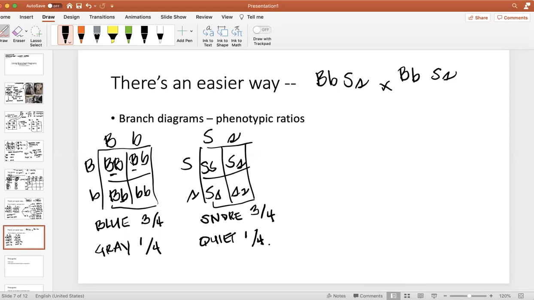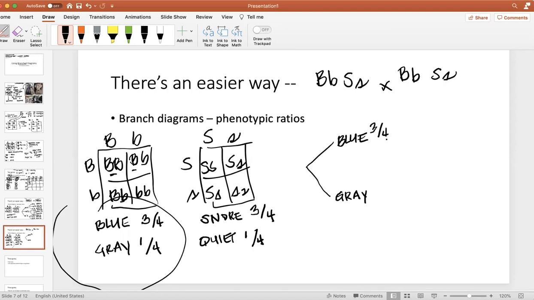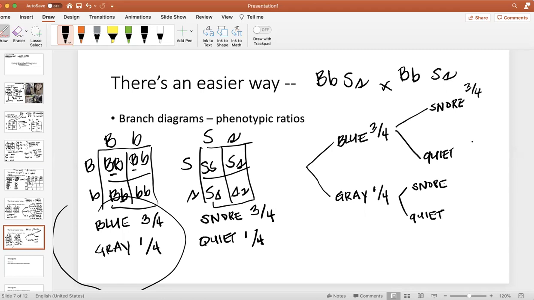So let's look at our phenotypic possibilities using these branch diagrams. So let's start here. You can either be blue or you can be gray, right? And you have a 3 out of 4 chance of being blue, and you have a 1 out of 4 chance of being gray, okay? For each of these, you can either snore or you can be quiet. Make this one a little shorter because I'm going to run out of space to write here. Snore, quiet. And again, 3 out of 4, 1 out of 4, 3 out of 4, 1 out of 4.